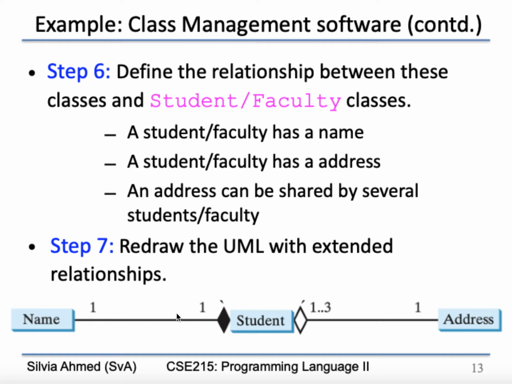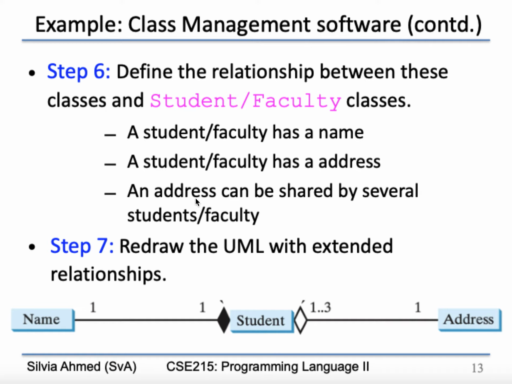Then we can actually quantify the relationship. So a student has one name. Any person has one name. Similarly, a student has one address. So a person has one address. In the other way, we can consider that a name is unique for this example case. So a name is owned by one student only.